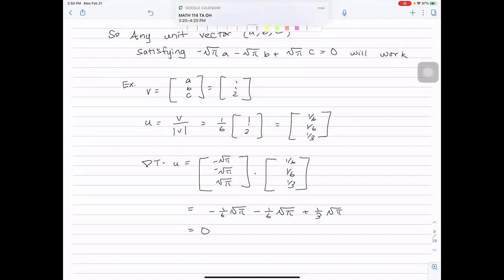The gradient isn't a level set. The gradient is like a vector. Oh, yeah, yes.